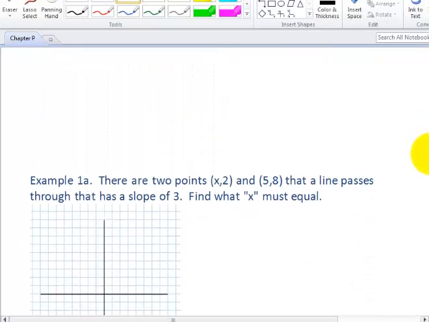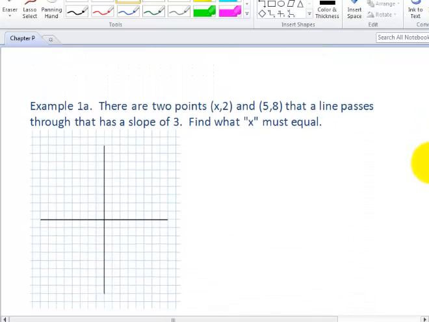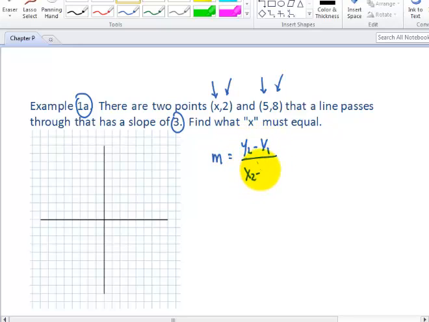So now we move on to our next problem. This is an extension to what we just did. We have two points. We don't know the x-coordinate of the first point, but we know the x and y coordinates for the second point, and we get a slope of 3. So we basically set up the same sort of thing. We're making an algebraic equation out of this. So we have y2 minus y1 over x2 minus x1. We put those values in.